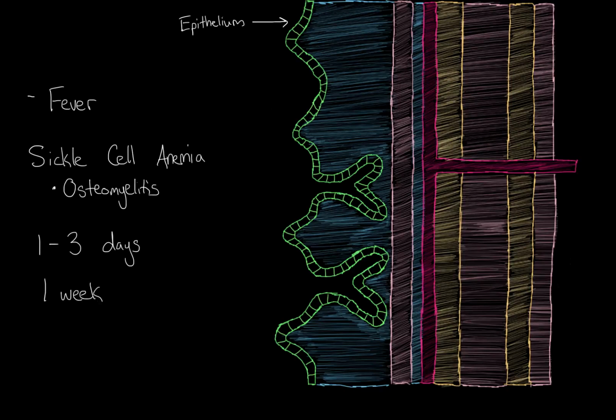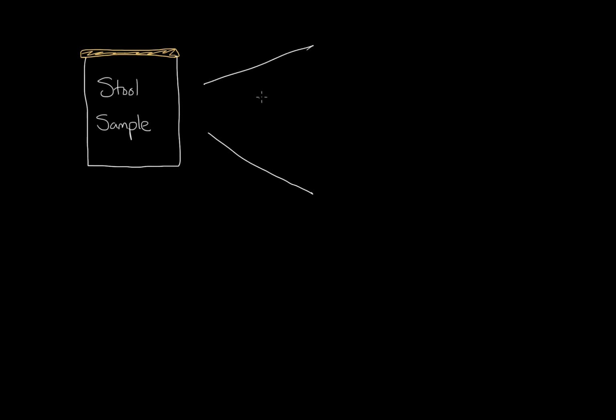Now if you want to be safe, you can go to the doctor to get a real diagnosis. And like always, what they'll do is they'll take a stool sample. They'll then evaluate the contents of the stool sample and they'll see if it has the bacteria in it. If it does, then you have salmonella poisoning.